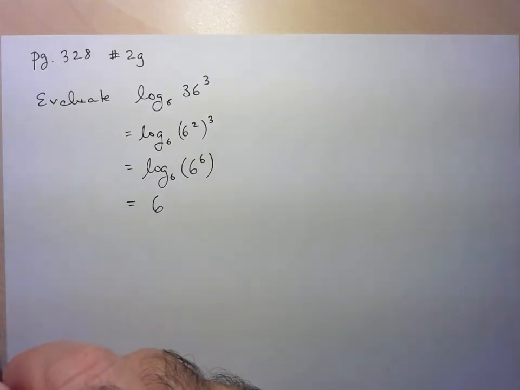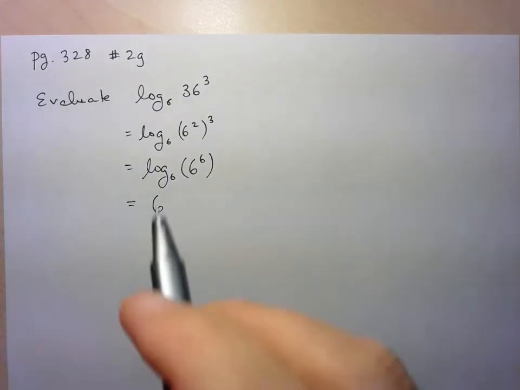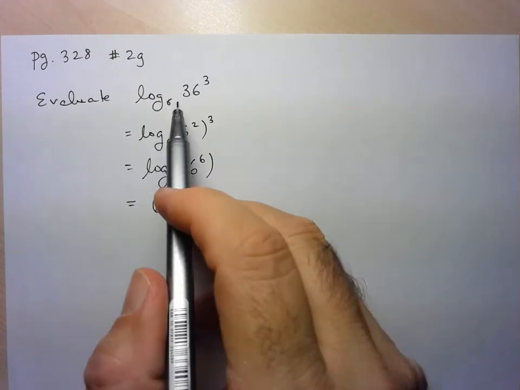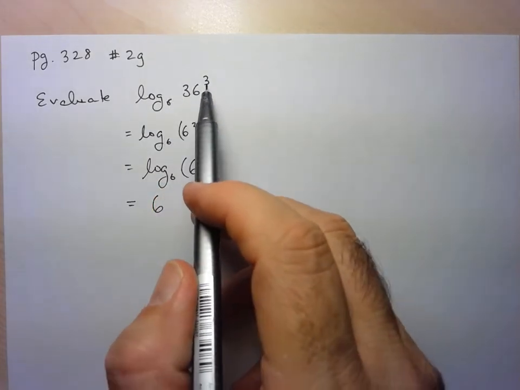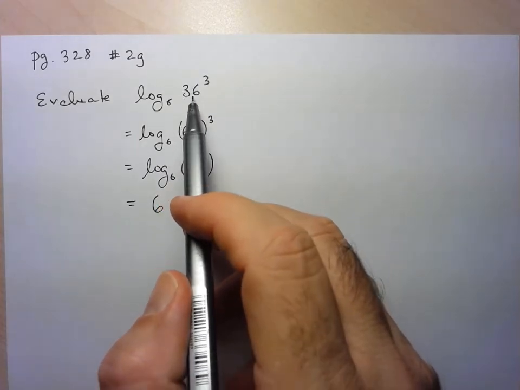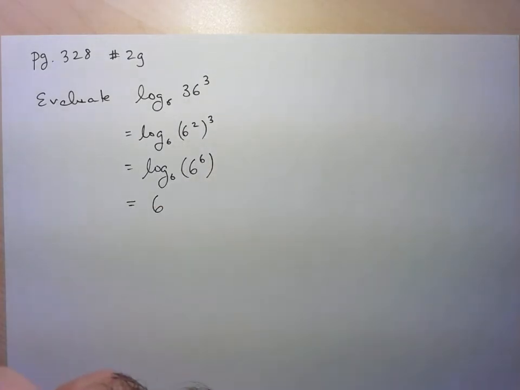Okay, so just to recap here, one way to evaluate logarithms easily is to try to write the input as a power of the same base as the base of your logarithm, in this case here, base 6. Okay, that's it for this one.